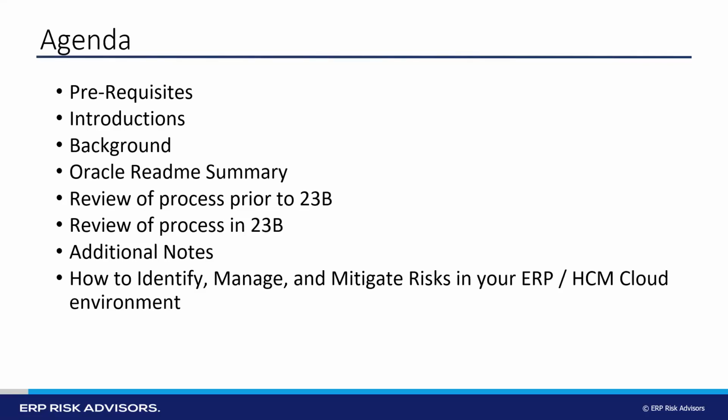Then we're also going to look at the Oracle README, review the process as it existed prior to the 23B patch, review the new process after the 23B patch, and then go over some notes to which you're going to want to pay close attention. Finally, we're going to present how ERP Armor, which is our risk content, can help identify, manage, and mitigate risks.